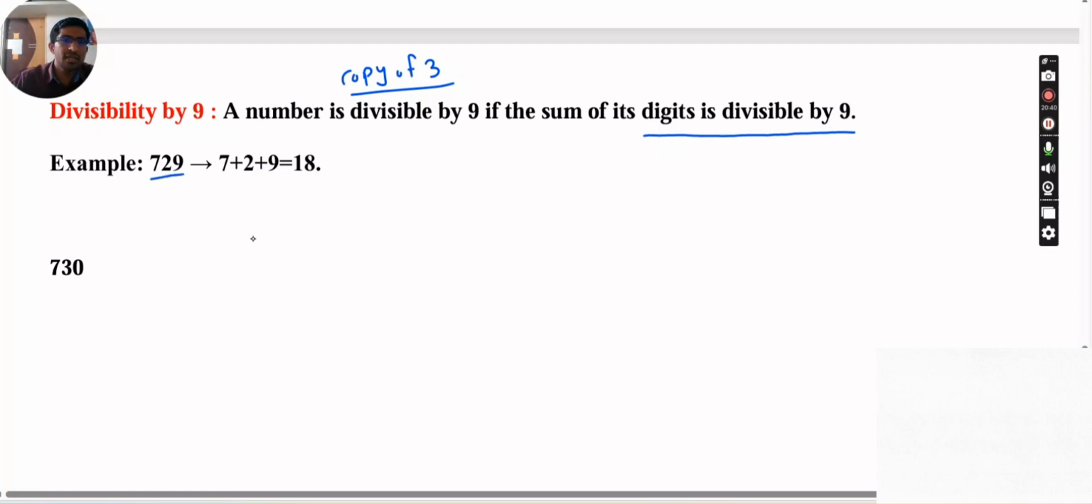So we'll check here. 7 plus 2 plus 9: 7 plus 2 is 9, 9 plus 9 is 18. We know that 18 is divisible by 9 because 9 twos are 18. So this whole number is divisible by 9. The next number I have taken here is 730. We will check the addition of the digits. 7 plus 3 plus 0 is equal to 10. As 10 is not divisible by 9, this number also is not divisible by 9. So this is the divisibility rule of 9.